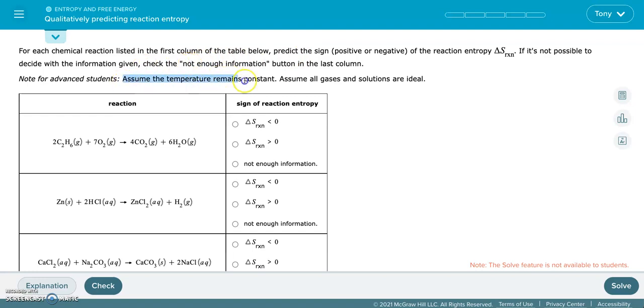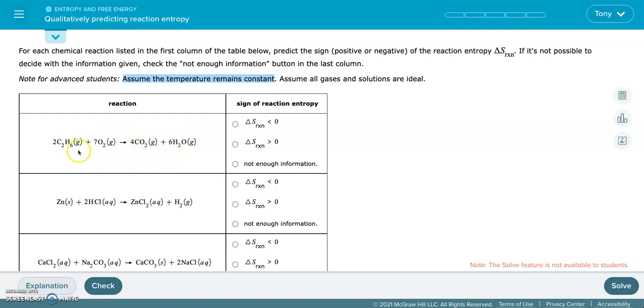And then we're also told to assume that the temperature remains constant, which obviously would change things, in some situations, if the reaction was exothermic and giving off energy. That would change things a little bit. But in any case, if the temperature is remaining constant, we're just going to be concerned about the number of moles on the left-hand side and the number of moles on the right-hand side for a situation like this.